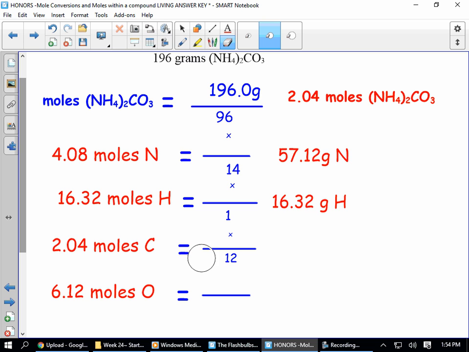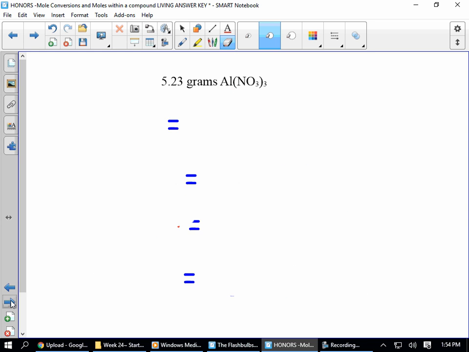1 over 12 for your carbon. Multiply 12 by both sides and you get 24.48 grams of carbon. And then oxygen's always bringing up the end. 1 over 16. Multiply both sides by 16 and you get 97.92 grams of oxygen. All right, last one. Make sure you pause the program. Try it out.